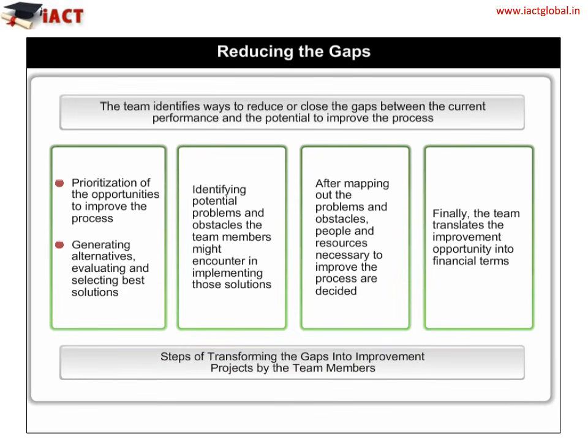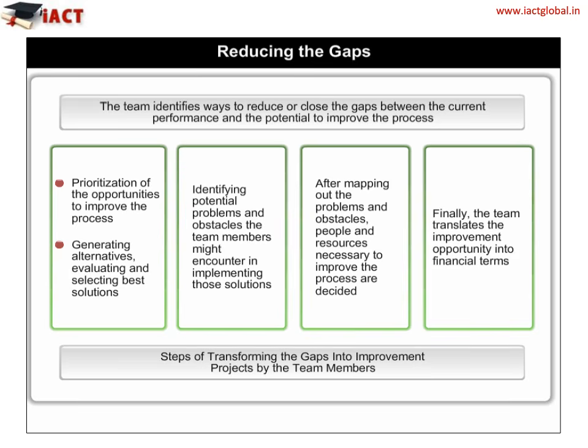Reducing the gaps. In the next step, the team determines the ways to reduce or close the gap between the current performance and the potential for process improvement. The team begins with drawing a priority list of the opportunities for process improvement. The team identifies the problems that have to be resolved on a priority to achieve the maximum gains.